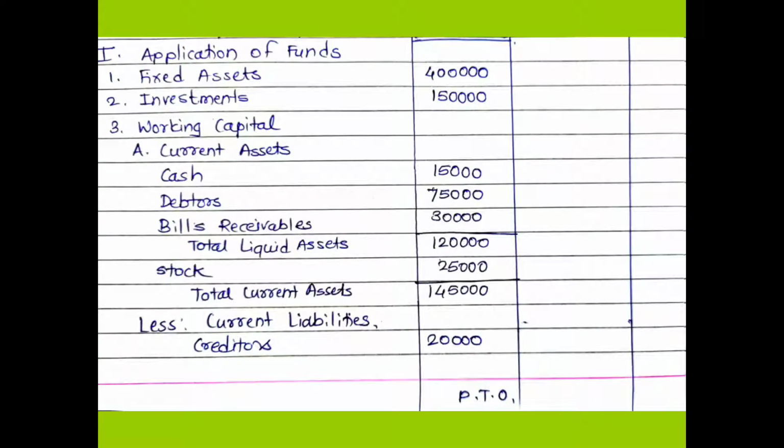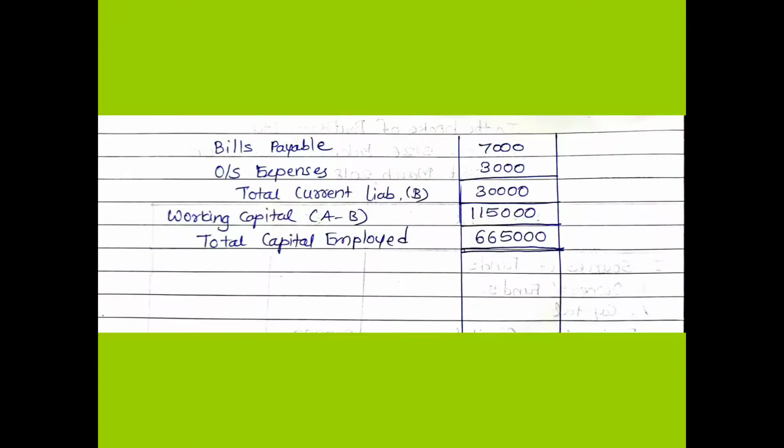So here, less current liabilities. One current liability I could write here, next liabilities are written on the next page. So creditors 20,000, then bills payable 7,000, outstanding expenses 3,000. So total of current liabilities 30,000. Now we will deduct this total from the current assets.